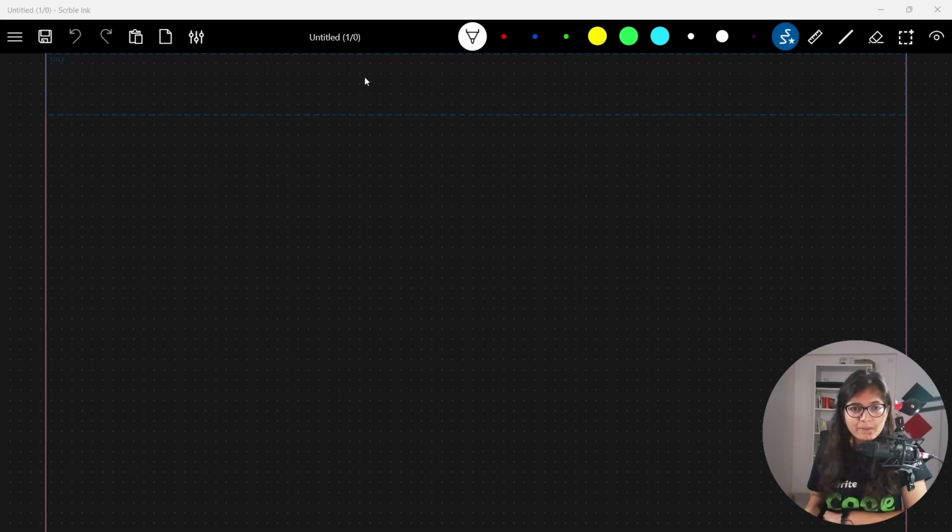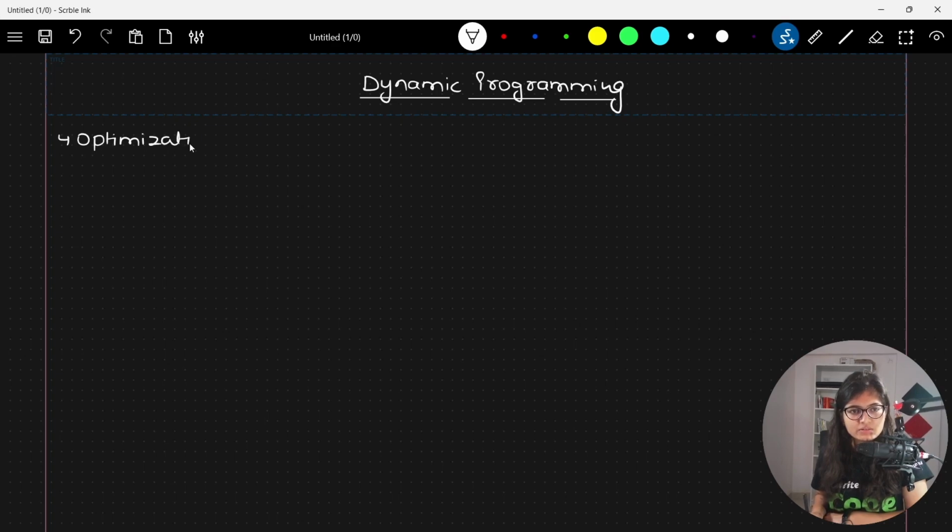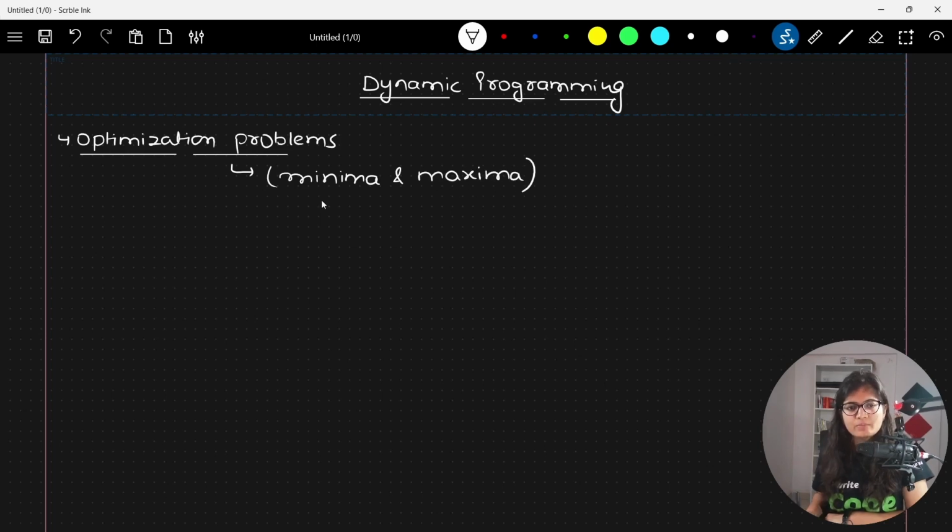Whenever we are talking about dynamic programming, a most awaited module, this is a way to solve optimization problems. I hope everyone knows the meaning of optimization problems. The simple meaning is that whenever I want to find some minima or maxima in a given problem, I will go for dynamic programming or greedy approaches. Both tools are utilized to solve optimization problems.